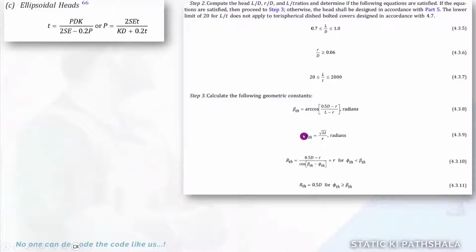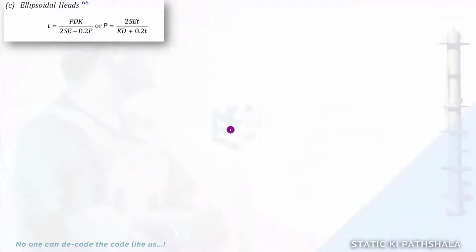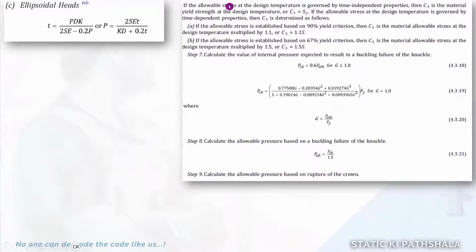to calculate the various stresses. If those are within limit, then only the given thickness is okay. Otherwise, we have to change the thickness and again we have to calculate the things. So here we have to calculate these geometrical constants. Then we have to calculate these PCK.